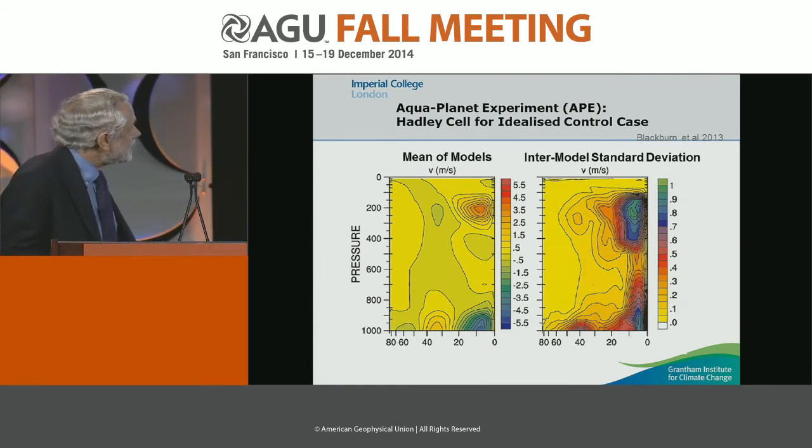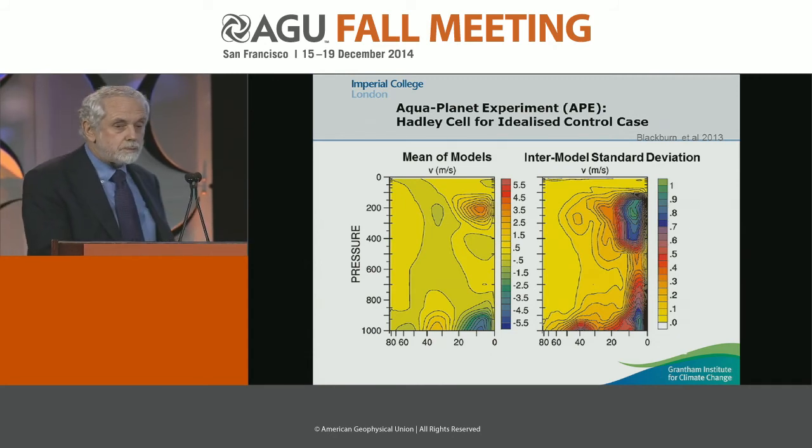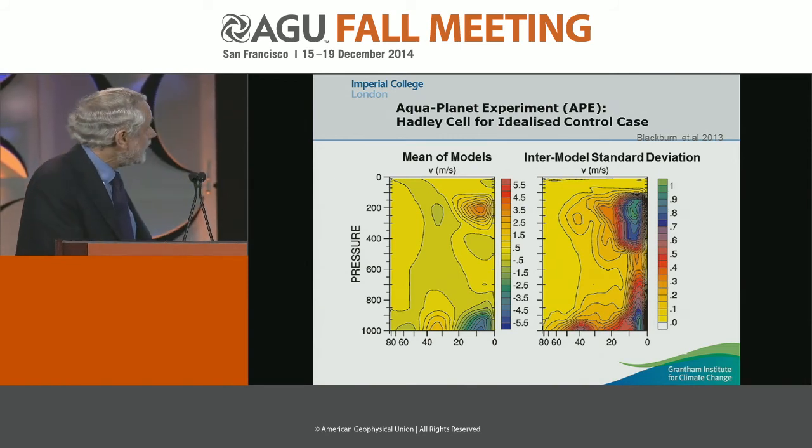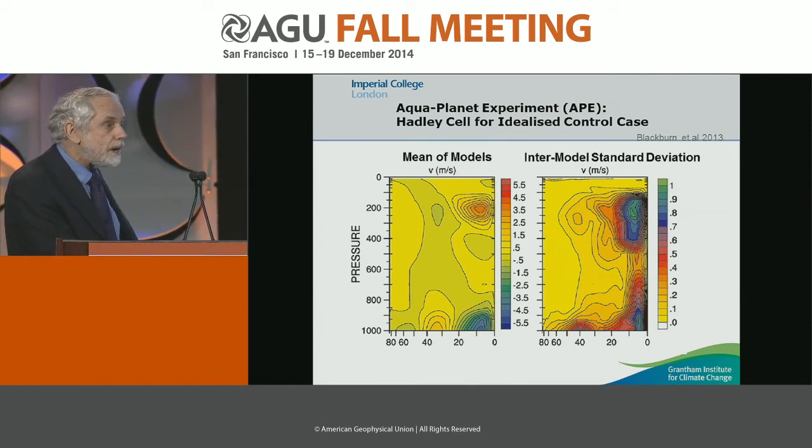And if you look at the Hadley cell in this very simple situation, then the standard deviation is about 1 meter per second, and the average about 4 meters per second. So there's a lot of variability in the Hadley cells represented in these models. And maybe it's because they're representing these features in different ways.